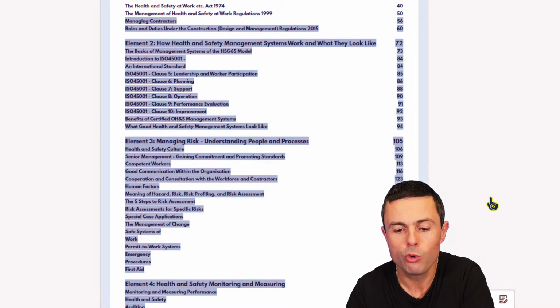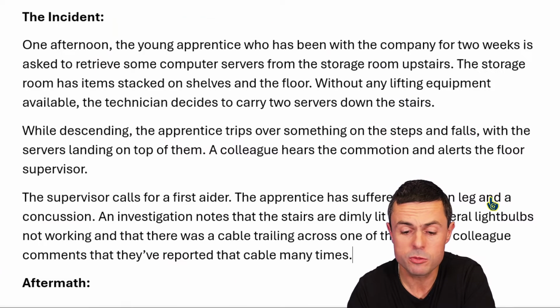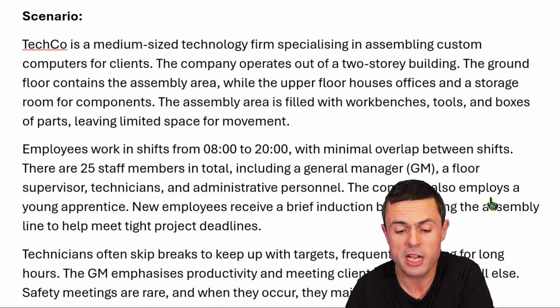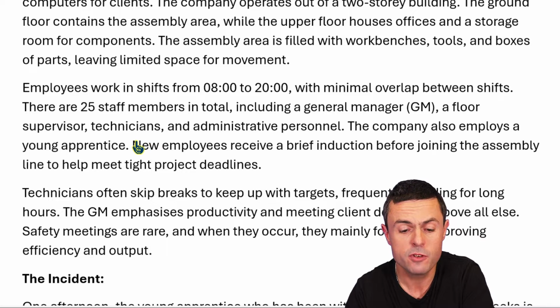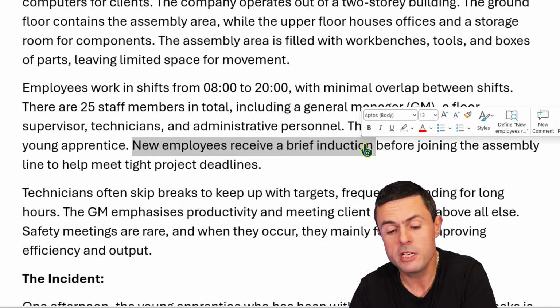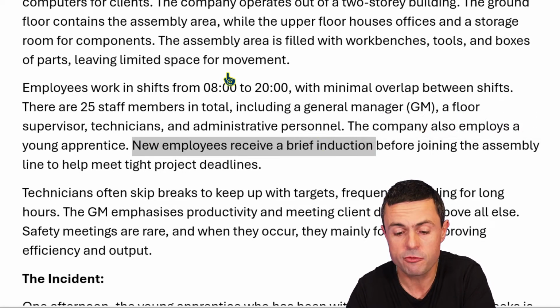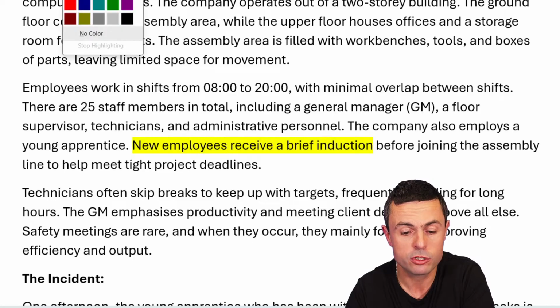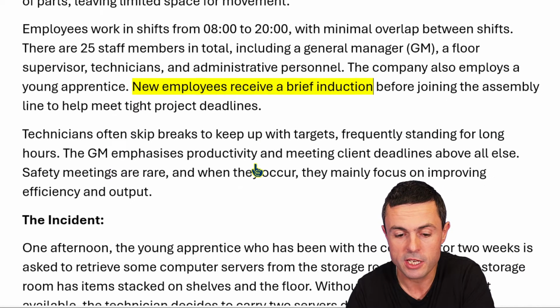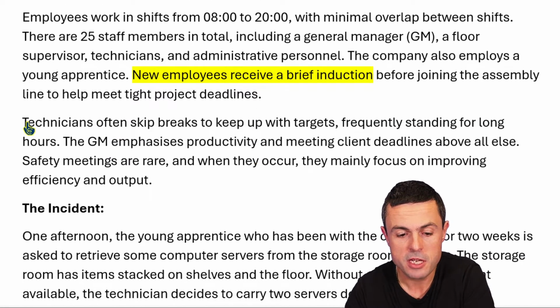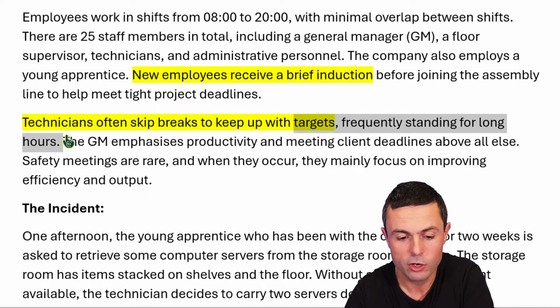What you have to do is read through the scenario, trying to spot failures of all of these things, and if you've understood the course materials, if you understand how health and safety is managed, it should be fairly easy. First of all, you might find that this new member of staff only received a very brief induction. So maybe that played a part in it. Maybe the skipping of the breaks is causing fatigue, which perhaps led to the accident happening. So they're frequently standing for long hours.